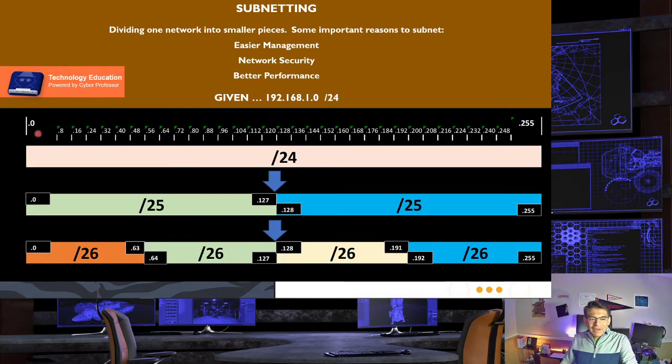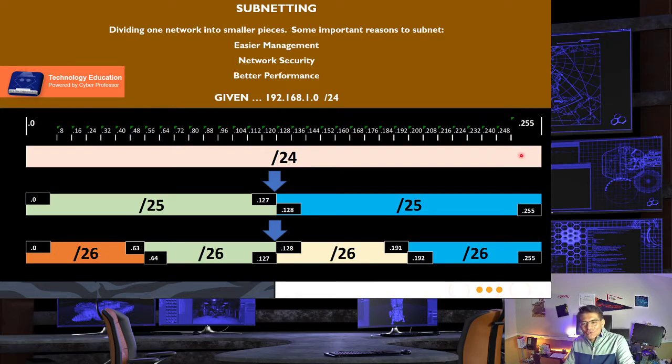So if you divide this in bits, you have the .0 to .255 right here, and /24 means all of this is one network. All of this network space is one network.